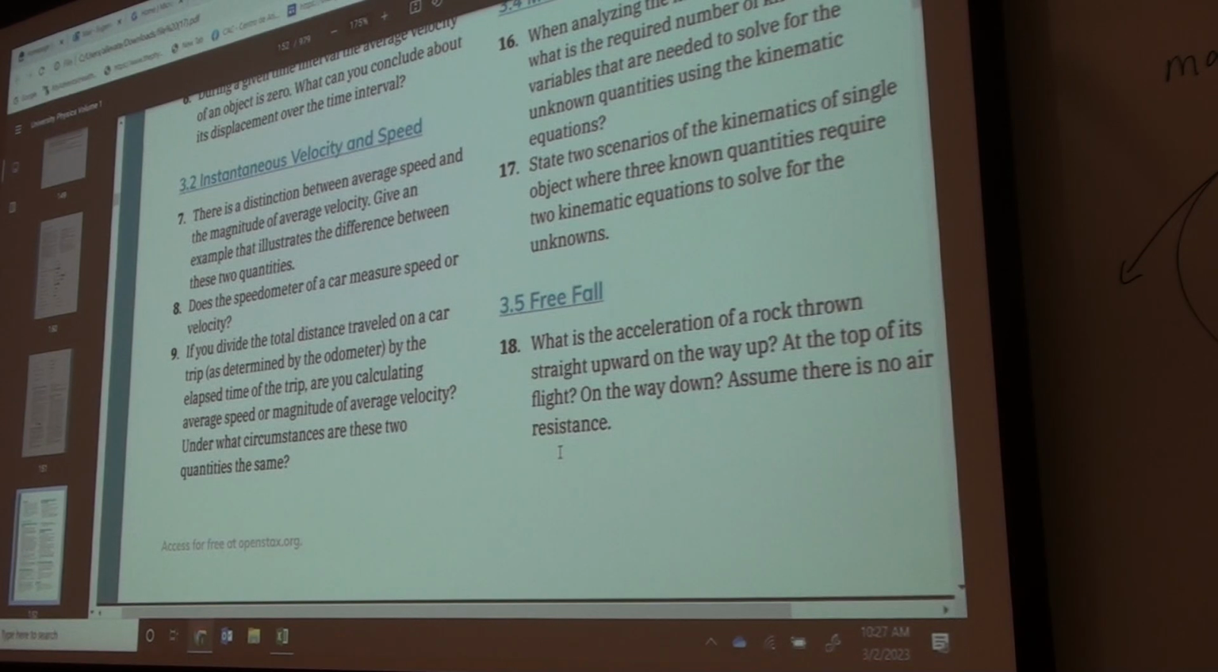Do we assume that the plane is at constant speed? It's not accelerating. No, problem 18. But on the top of its flight. Oh, okay. It's not a plane, it's the flying of the rock. The rock is flying up, right? So I have a rock in my hand, I throw it up in the air, it goes up, it comes down. What is the acceleration?